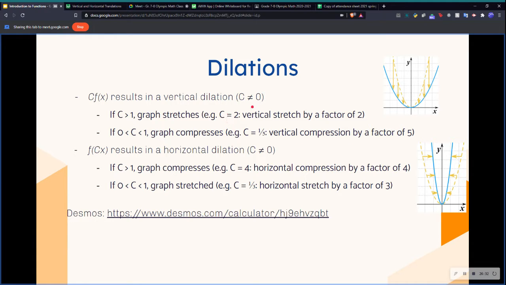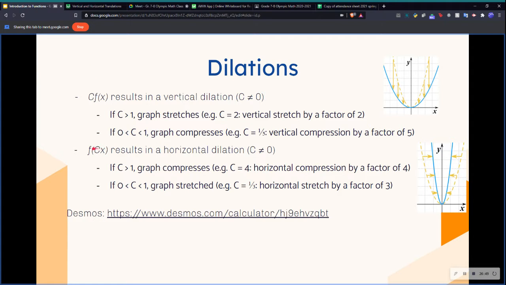For c equal to 1/2, you can also say vertical compression by a factor of 1/2, but we prefer using integers instead of fractions. So we say vertical stretch by a factor of 2 for this one, and this one we say compression by a factor of 5. Okay, that's c f(x).